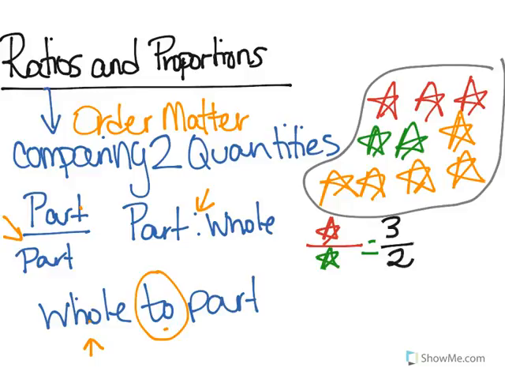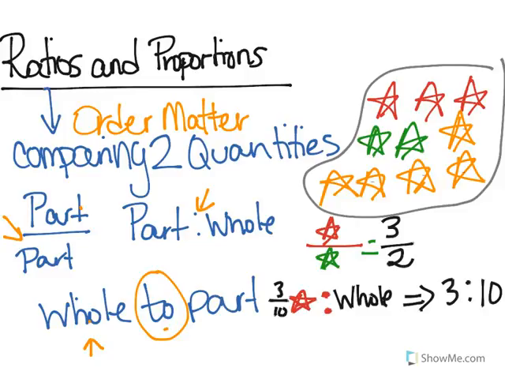I could also do it as part to whole. I could say red to orange. Oh, I want whole. Whole means I'm talking about all of them. So red triangles, there are 3. Whole, 3, 4, 5, 6, 7, 8, 9, 10. 10. So my ratio is 3 to 10. I could also write that as 3 over 10. A fraction is the same thing.